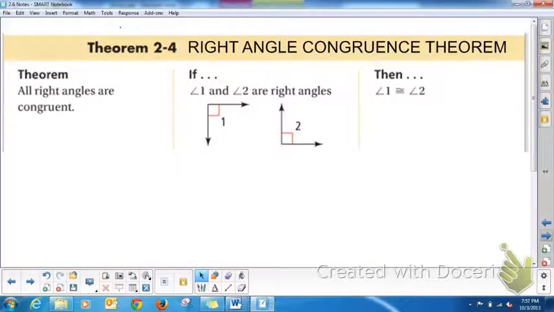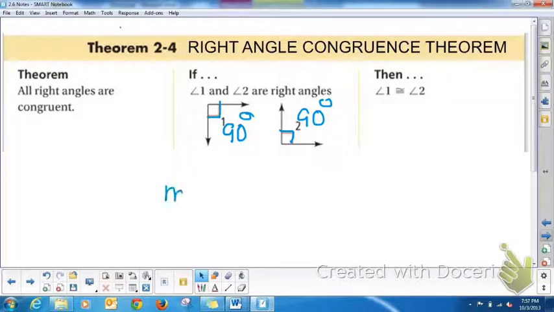The next theorem that we have, again, is something that we can easily prove. It's pretty common sense. This one's called the right angle congruence theorem, and it states all right angles are congruent. Why? The definition of a right angle is an angle that measures 90 degrees. So if angle 1 and angle 2 are right angles, that means that they are both 90 degrees. And remember, that's what that little box there represents, a 90-degree angle.